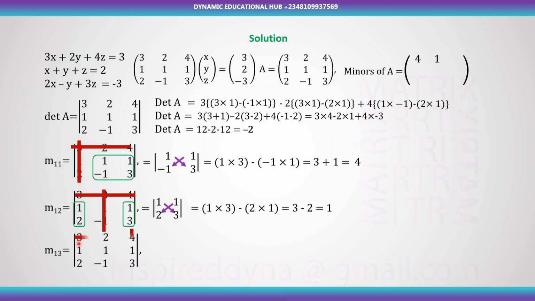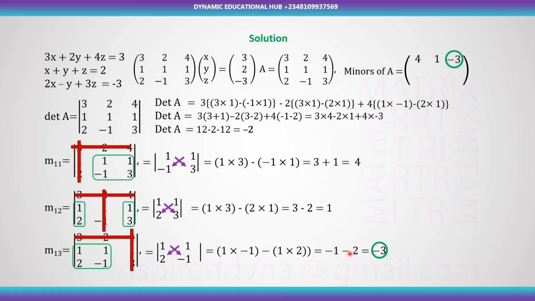The next one is we delete the first row, the third column. You are left with this matrix. So we can have the determinant. And what is this? 1 multiplied by minus 1 here, minus 1 multiplied by 2. You can do this on your own. 1 multiplied by 2, and that will give us minus 1. What is 1 multiplied by 2? That's 2. Because of the minus outside it becomes minus 2. That will give us minus 3. We found the third one.